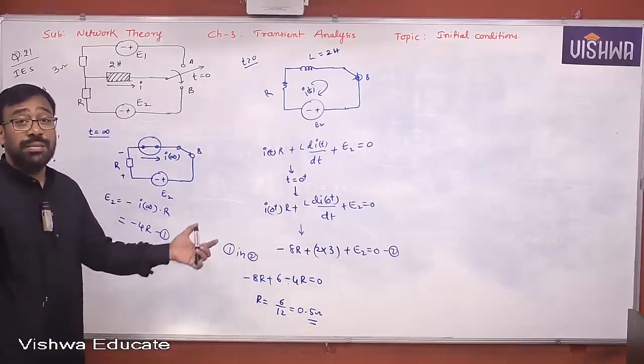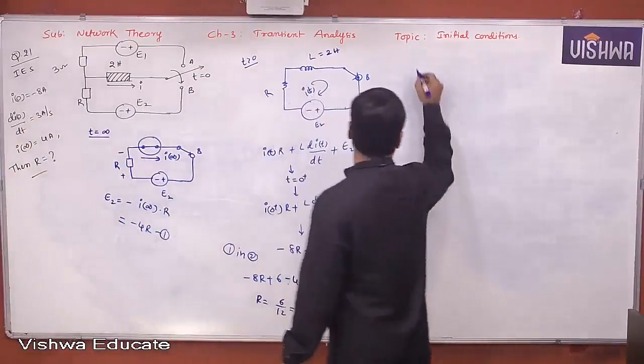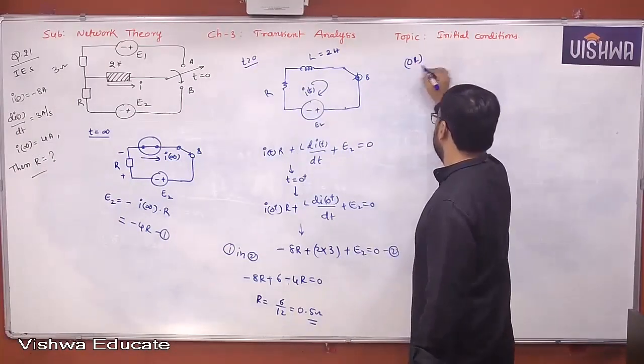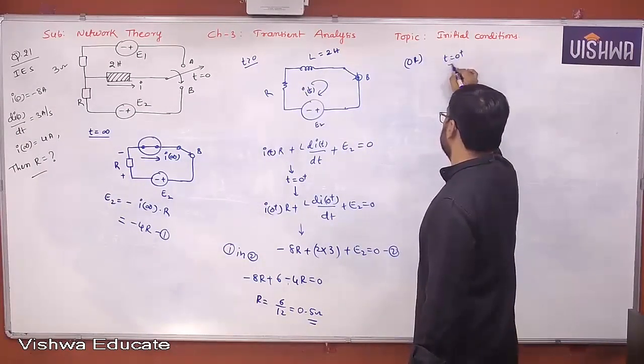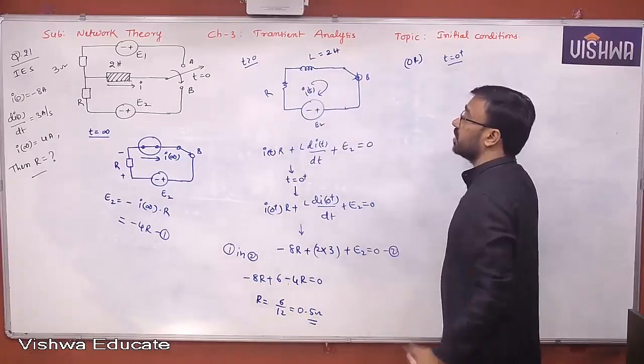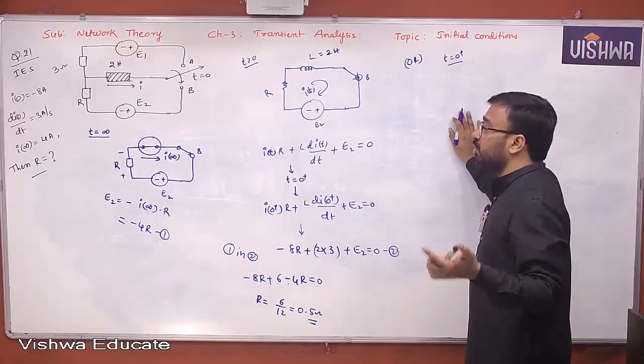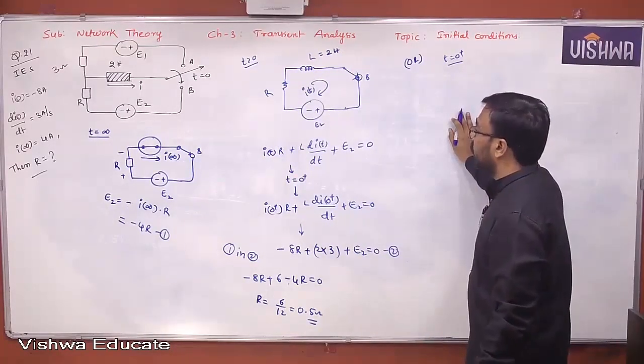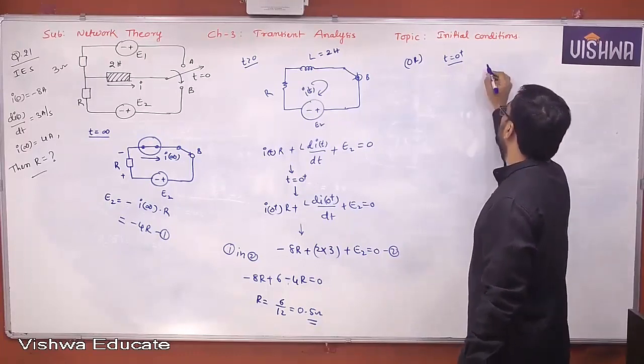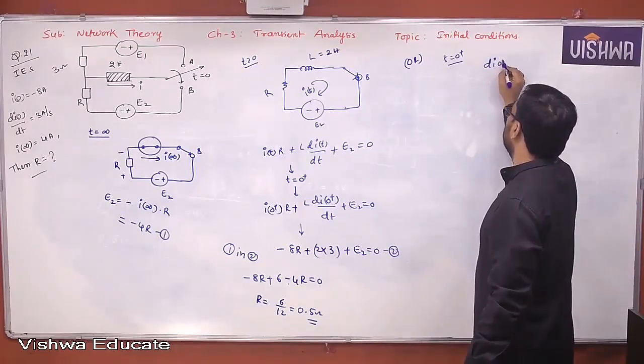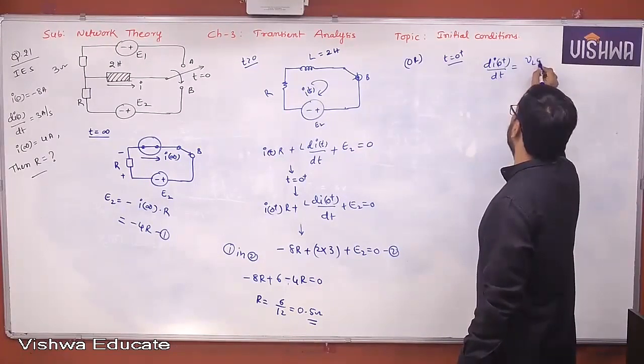Understand all of you? Okay, the same problem can also be done in this way, by constructing the t equal to 0 plus equivalent circuit, because you already know the t equal to 0 plus conditions. Why can't you draw the t equal to 0 plus equivalent circuit? How does it look like? Tell me all of you. You know that di of 0 plus by dt is nothing but, since it is current through inductor, VL of 0 plus by L.